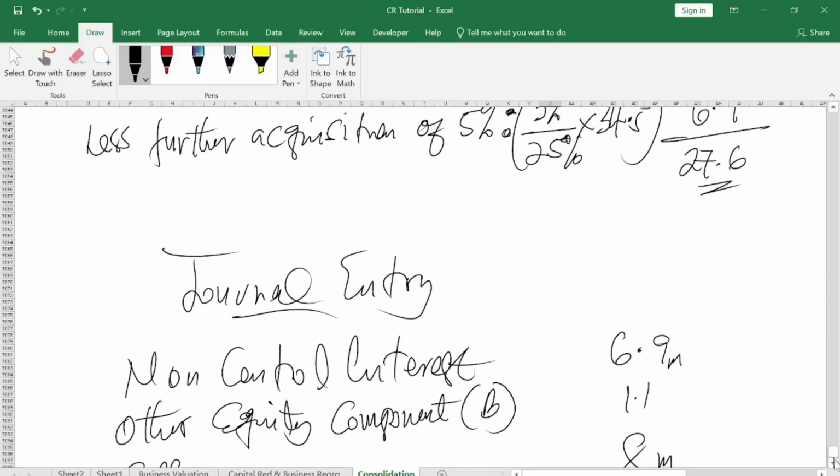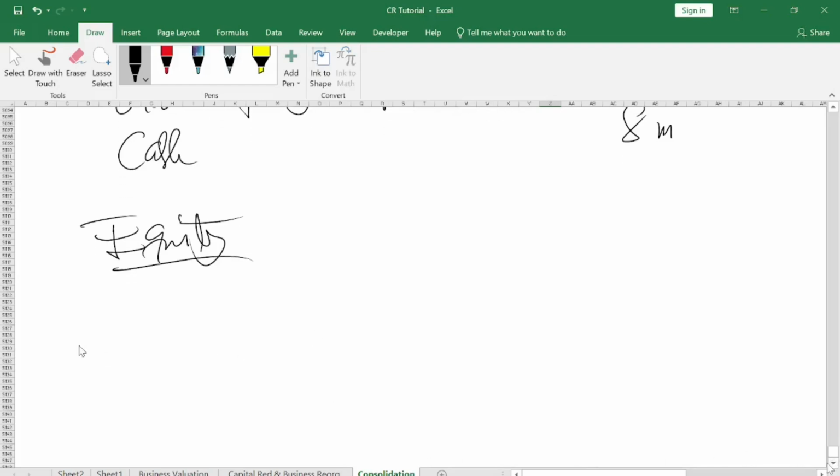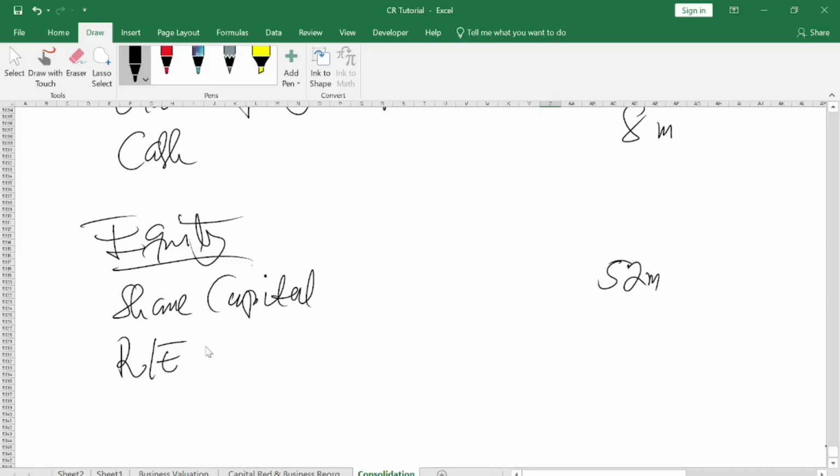So when this happens, you are done. You realize that when you have your equity, somebody would have asked, so what do you have? You have your share capital. How much was the share capital before acquisition? The parent, we have share capital, 52 million. Then you have your retained earnings. The question didn't provide those things for us, so we are limited. So the retained earnings will have what?